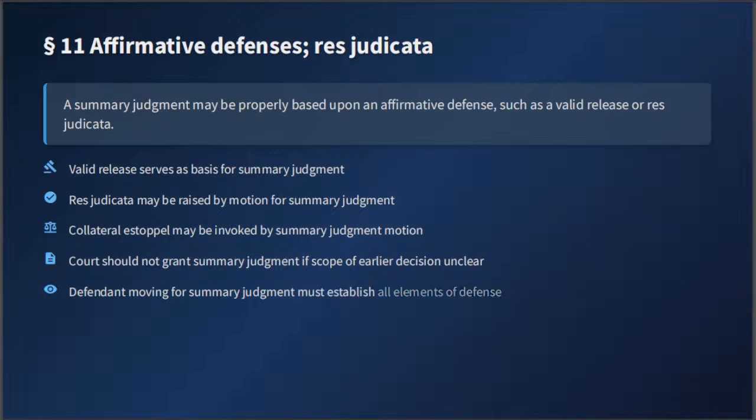All elements of defense. As we saw before, the not too many rule kind of thing with demurrers is similar here. Defendant moving for summary judgment must establish all elements of defense. I'm sorry, you don't want to do too many. You want to make sure every single one. If any of them fail, then the whole motion fails for summary judgment. So it's critical that all elements of defense are established.